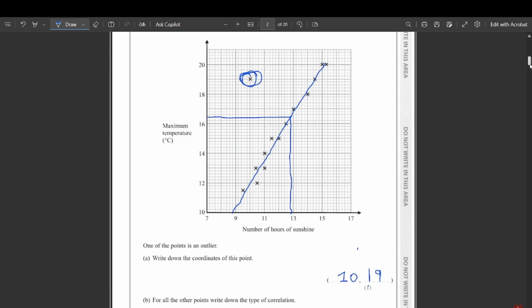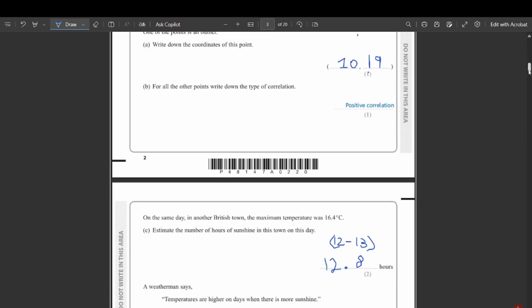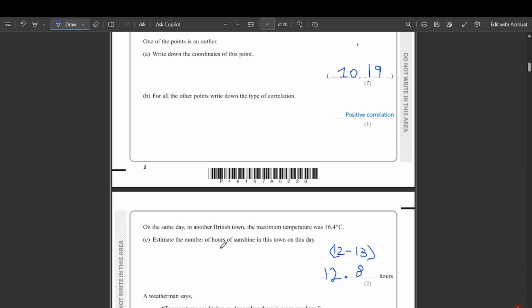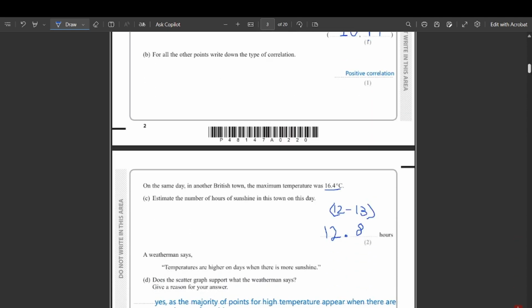Then moving on, for all the other points we need to write down the type of correlation. Now, as you can see, as the number of hours of sunshine increases, so does the maximum temperature, which shows a positive correlation. And then we're asked to estimate the number of hours of sunshine in a town where the temperature is 16.4 degrees. So what we do is we go along from 16.4, we draw a line of best fit, we go along from 16.4 and then down. And I got 12.8 with my line of best fit. However, they will accept anything between 12 and 13.